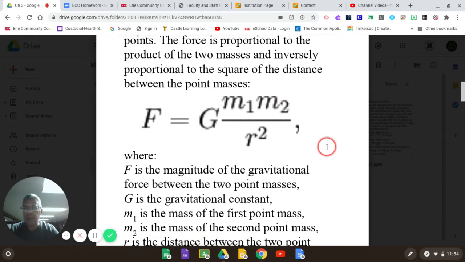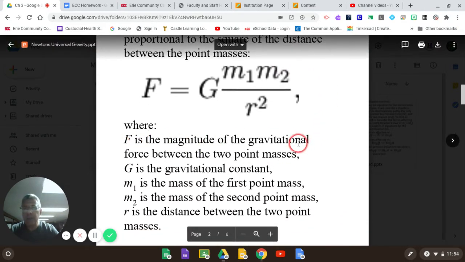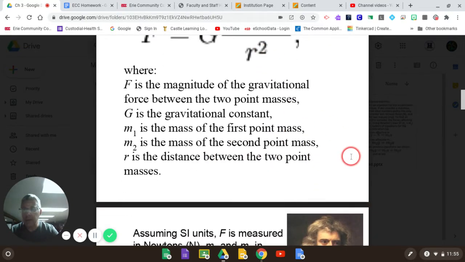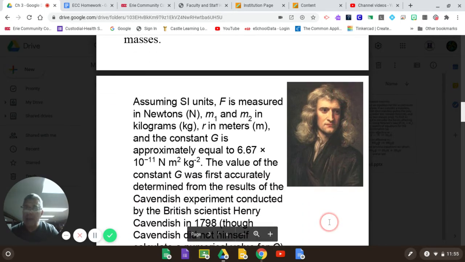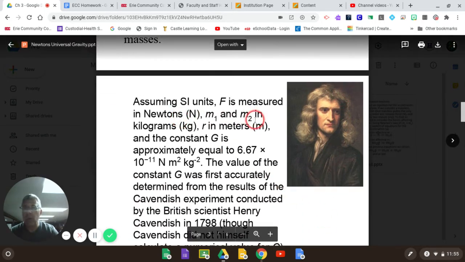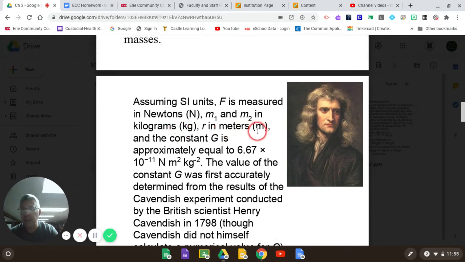All right. So F is the magnitude of gravitational force between two point masses. G is the gravitational constant. M1 and M2 are the masses, and R is the distance between them. And remember, it's squared. Okay? Assuming SI units, F is measured in newtons, M1 and M2 in kilograms, R in meters, and G is 6.67 times 10 to the minus 11 newtons meters squared over kilograms squared. That's why it's a negative 2.